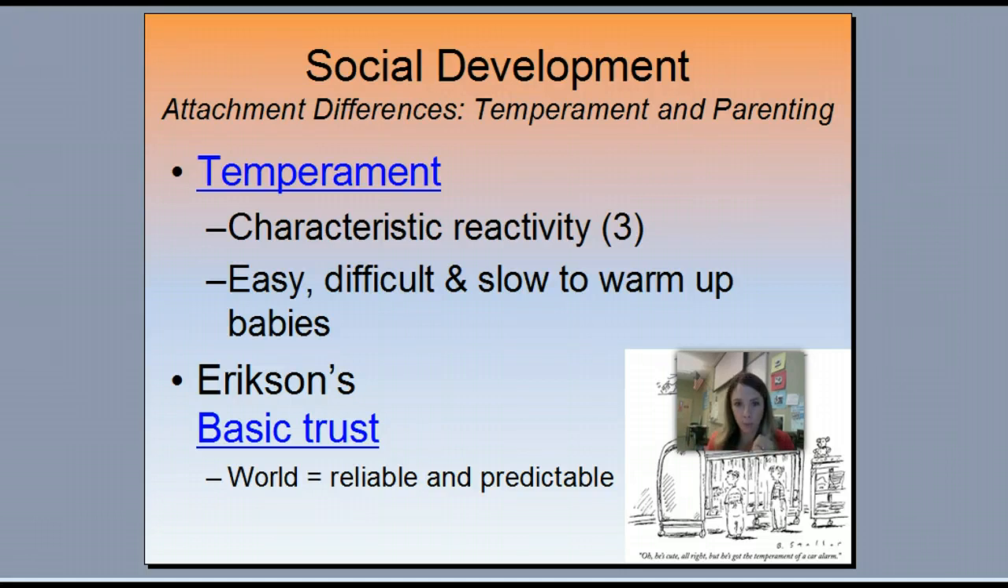So temperament, the vocab word, is a characteristic that shows your emotional reactivity. We could say that when a child is born, they have an easy temperament, a difficult temperament, or a slow to warm up temperament. This is also the root word of temper. So someone who has a temper, their emotional reactivity might be difficult, right? They're easy to set off emotionally. What we say with babies is that depending on their temperament, we can kind of say what type of baby they are.